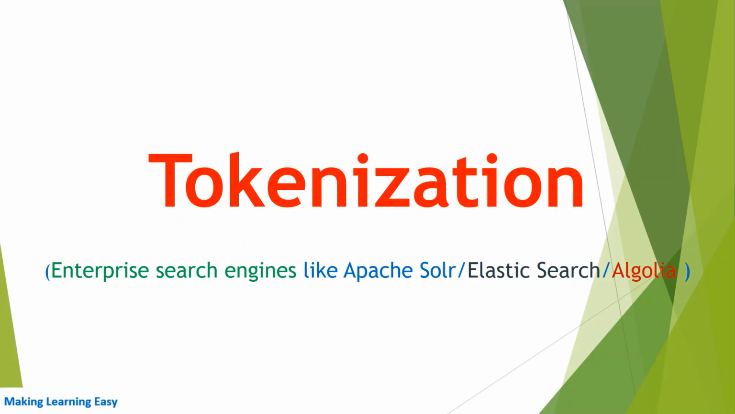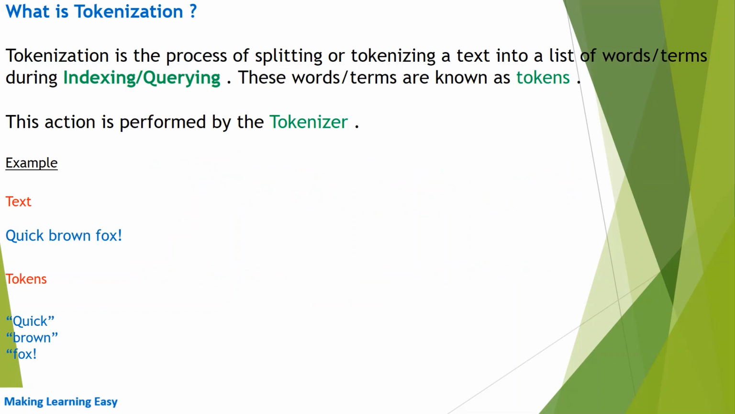In this session, we are going to discuss tokenization in enterprise search engines like Apache Solr, Elasticsearch, Algolia, etc. What is tokenization? Tokenization is the process of splitting or tokenizing a text into a list of words or terms during indexing or querying. These words or terms are known as tokens. This action of tokenization is performed by the tokenizer.